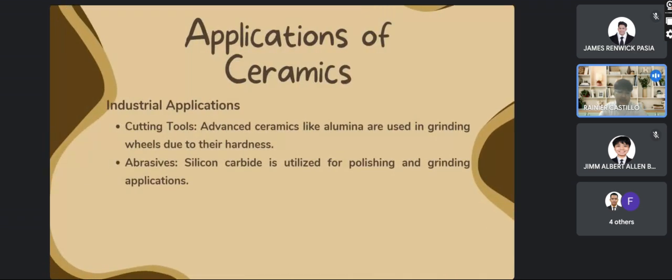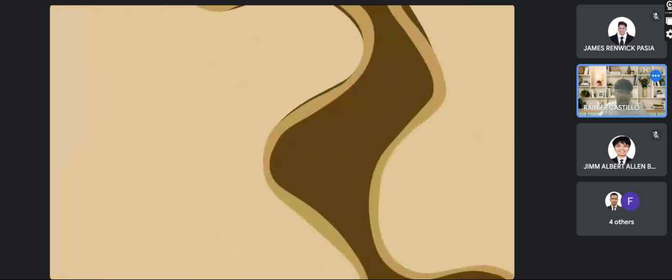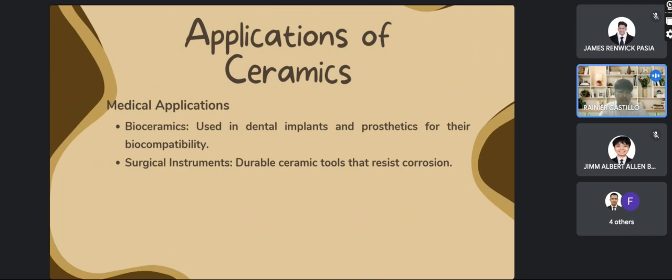Industrial applications. For cutting tools, advanced ceramics like alumina are used in grinding wheels due to their hardness. Abrasives. Silicon carbide is utilized for polishing and grinding applications. Next. Medical applications. Bioceramics. Used in dental implants and prosthetics for their biocompatibility. Surgical instruments. Durable ceramic tools that resist corrosion. Next.